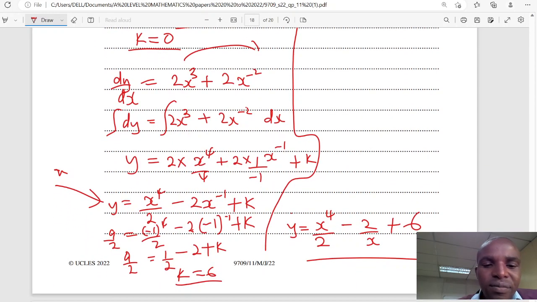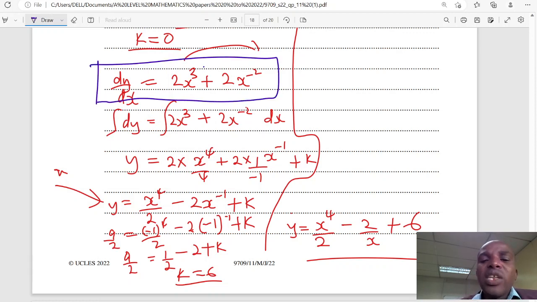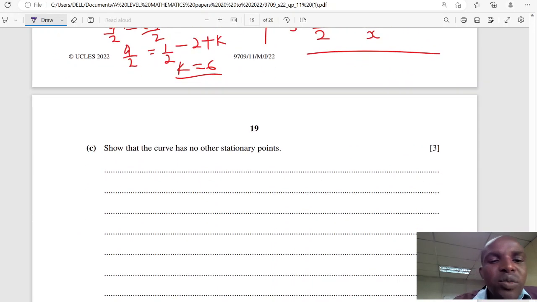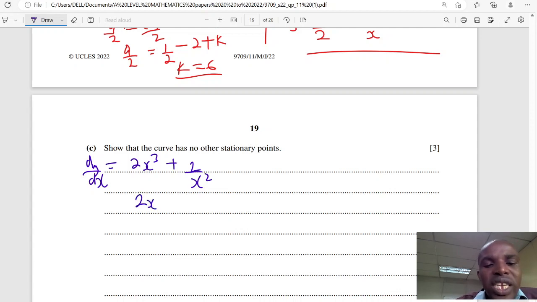Where is our dy/dx? Our dy/dx is this one. That's the one that you have to check, right? So it's 2x cubed plus 2 over x squared. So this one is our dy over dx. And dy/dx is equal to 0 at a stationary point: 2x cubed plus 2 over x squared is equal to 0. Then multiply everything by x squared. So it will be 2x to the power 5 plus 2 is equal to 0, like this.